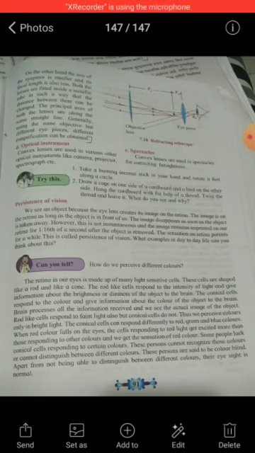The conical cells can respond differently to red, green and blue colors. When red color falls on the eyes, the cells responding to red light get excited more than those responding to the other colors, and we get the sensation of red color.